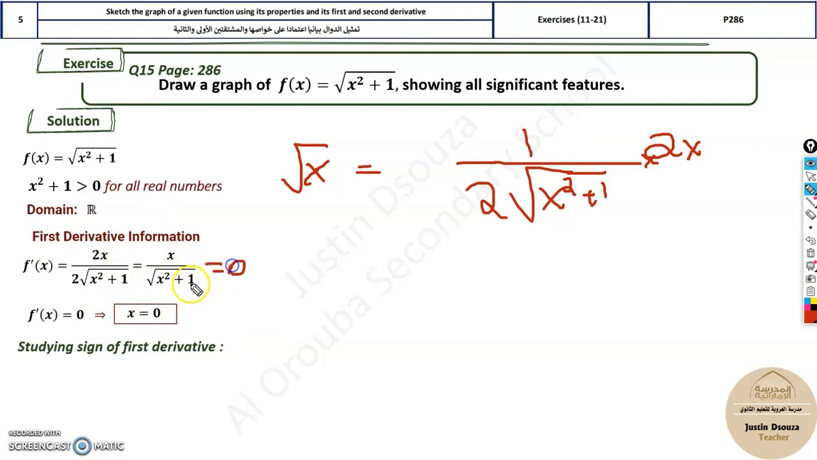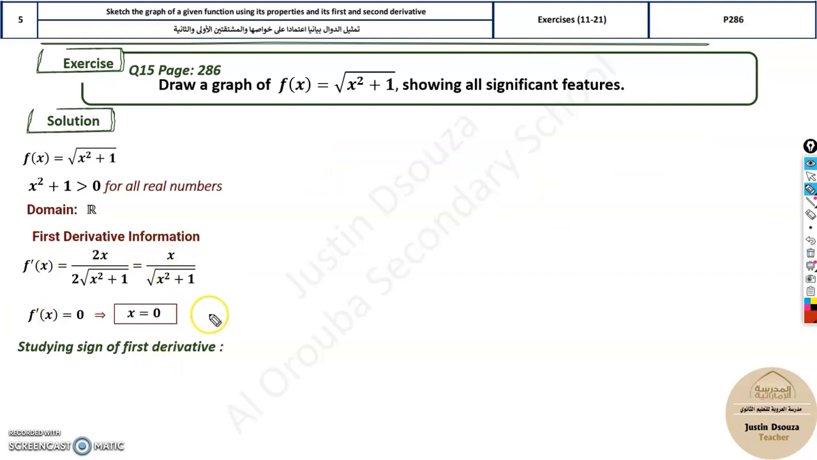When you equate it to 0, this becomes 0. x is equal to 0. Okay, so then what next? We have found the first derivative, very simple, straightforward. You can do the signs. We have done this before. The critical number is 0. Take a value less than 0 and greater than 0. Let me quickly take some value. Over here minus 1, over here plus 1.